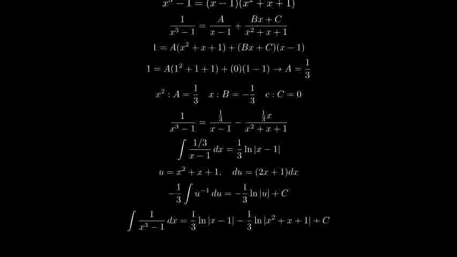The integral of 1 over x cubed minus 1 dx equals 1/3 times the natural log of the absolute value of x minus 1, minus 1/3 times the natural log of the absolute value of x squared plus x plus 1, plus the constant of integration c.